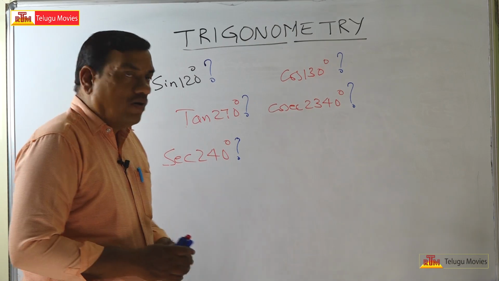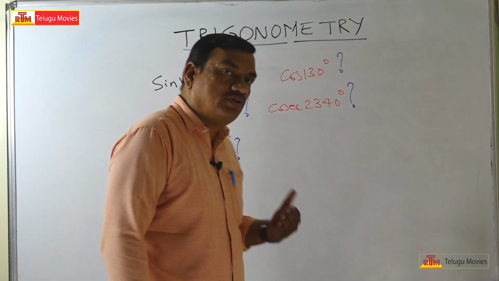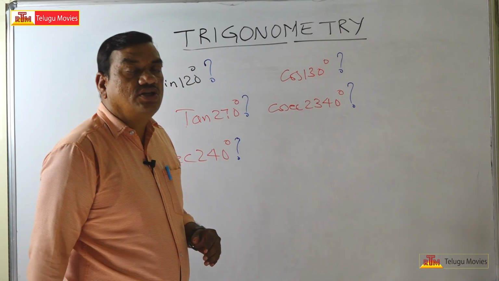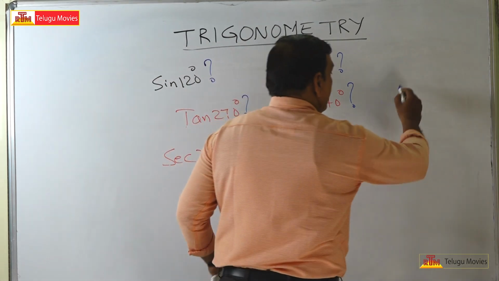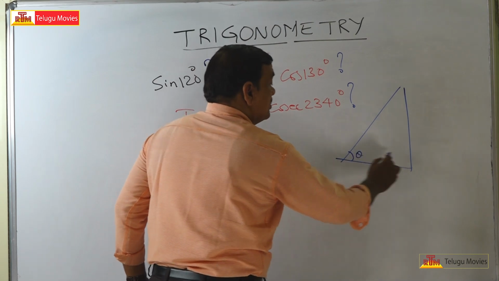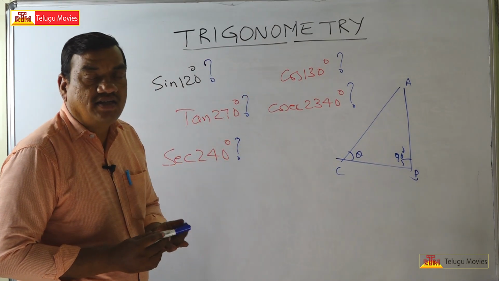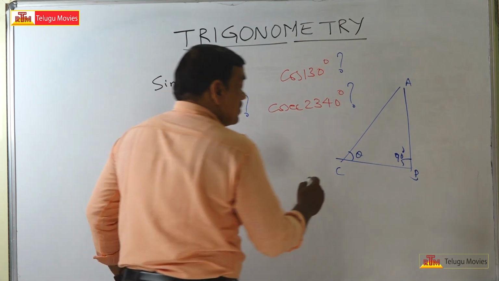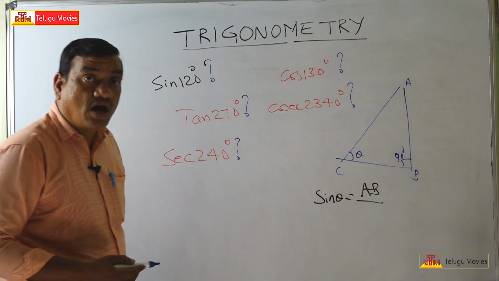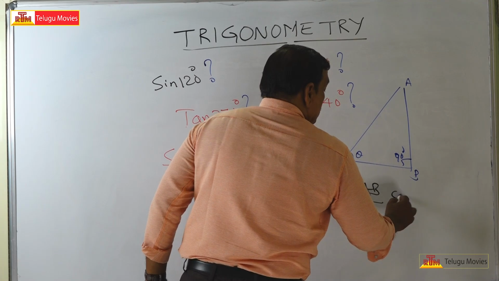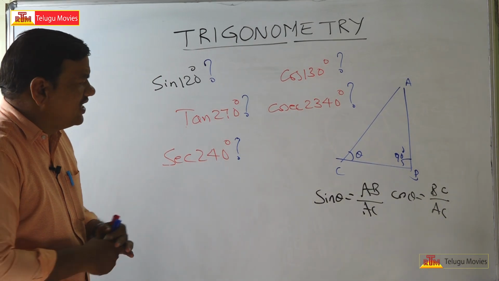Sir, in our class we learned that sine theta is equal to the opposite side by the hypotenuse, cos theta is equal to the adjacent side by the hypotenuse, and tan theta is equal to the opposite side upon the adjacent side in a right angle triangle. This is theta, this is 90 degrees. So in our class we learned that sine theta is the opposite side of theta upon the hypotenuse, and cos theta is the adjacent side of theta upon the hypotenuse. That is what we learned, sir.